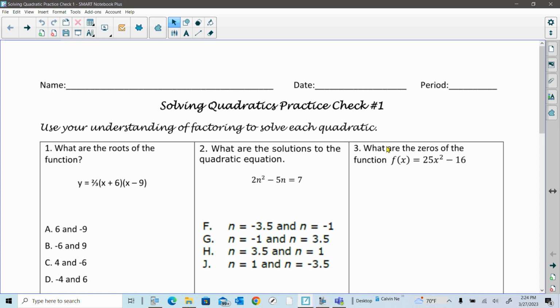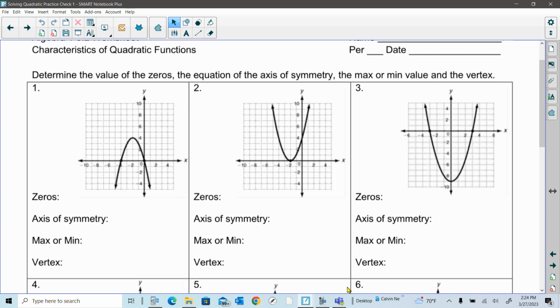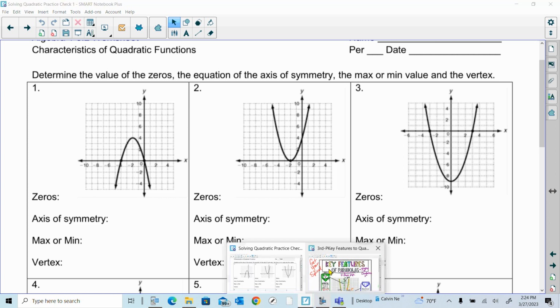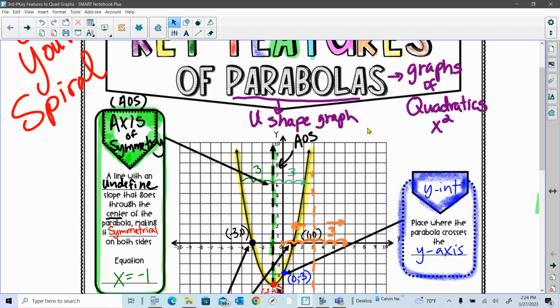All right, guys, this is a brief video explanation of your homework tonight. So some of you needed to finish the back of this sheet. This is the sheet you got on Friday. And on the back were our characteristics of quadratic functions, and we are identifying the parts. You might need to also refer to our graphic organizer we did in class, our key features of a parabola.